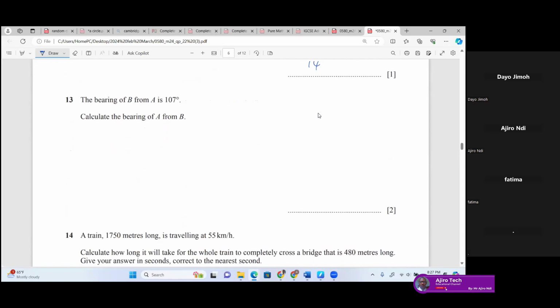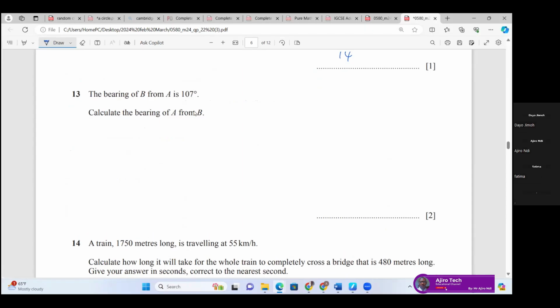I can do this one without drawing any bearing. You have bearing of B from A. What's the bearing of A from B? The answer is theta plus 180 or theta minus 180. You do this if theta is less than 180, or better still, let me write this. Let me just leave it like this. I'll do this one if theta is more than 180.